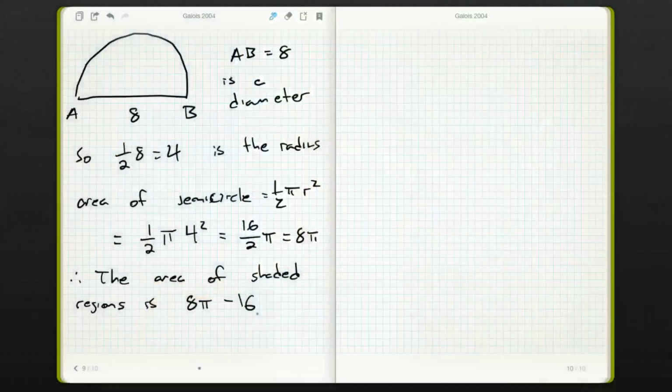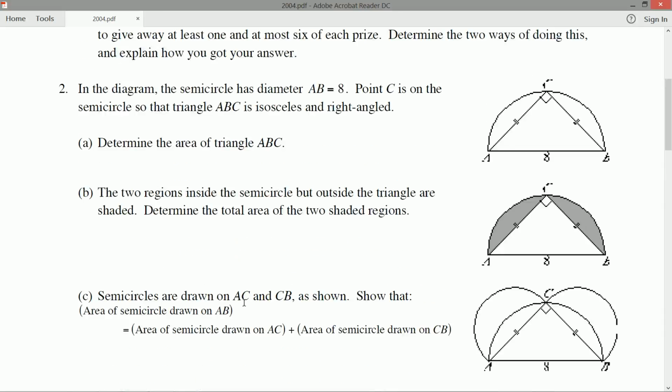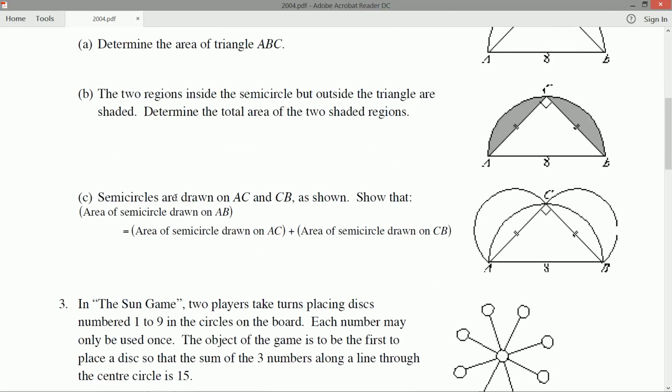So, what else have we got? We've got C part left to do. And C part requires an actual proof. A lot of these things have just been numerical calculations. A and B part, 16, and then 8 pi minus 16, didn't really need work shown. But C part, we are actually asked to explain why this result happens.